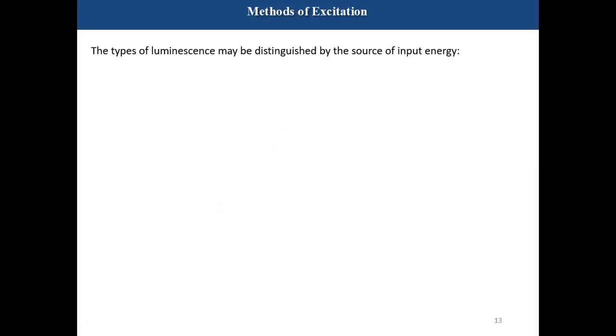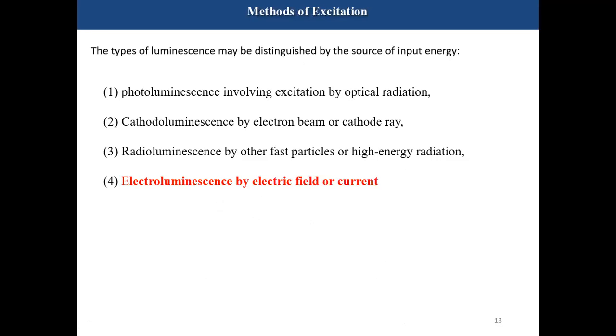The types of luminescence may be distinguished by the source of input energy. One is photoluminescence, involving excitation by optical radiation; cathodoluminescence, by electron beam or cathode ray; and radioluminescence, by other fast particle or high energy radiations. Electroluminescence is what we're going to discuss here, by electric field or current.